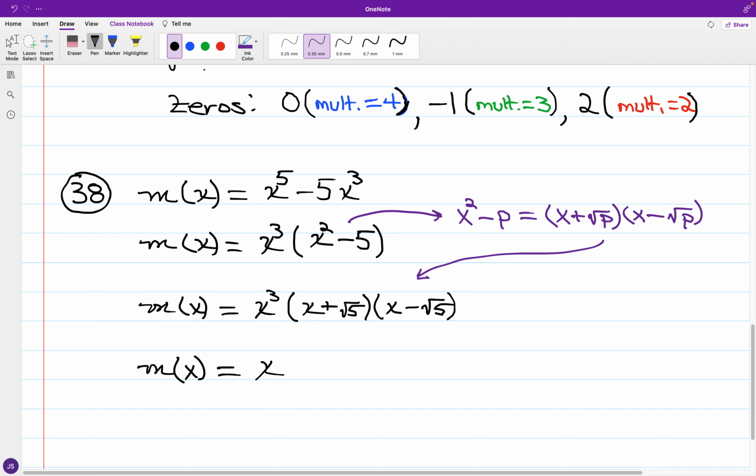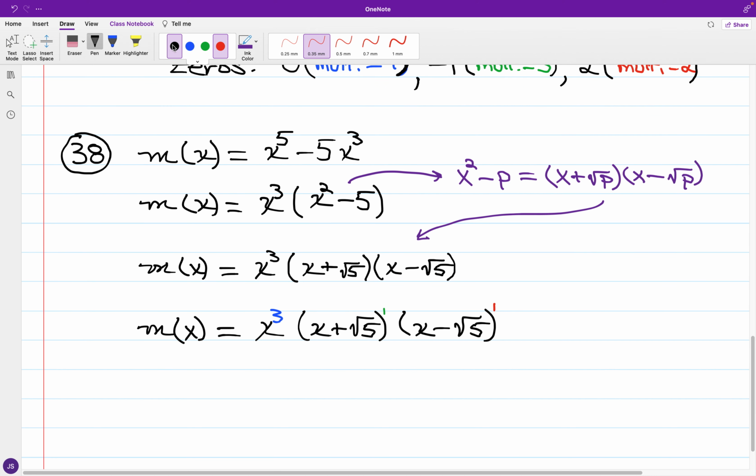again, emphasizing the degrees. So we have with x, that's going to be to the 3rd. And we have x plus the square root of 5. Again, no explicit power, so we say that it is raised to the 1st. And likewise, we have x minus the square root of 5, also raised to the 1st.